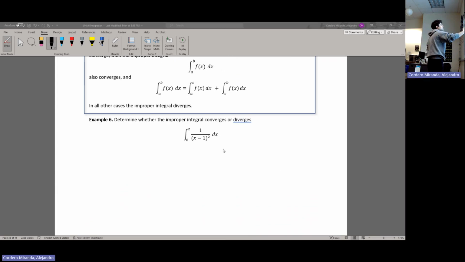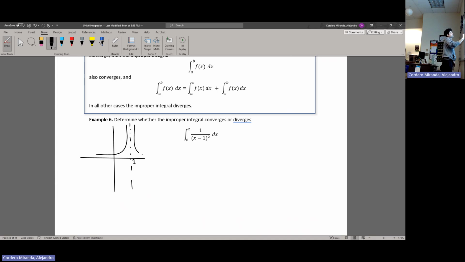All right. So, again, like I said, this looks like a very innocent integral, but if you think about it, it has an asymptote right at the 1. Here's the 1. Okay, so this is going to look something like this, going up, and it wants this area all the way to 2. Okay, so let's check if that converges or diverges.